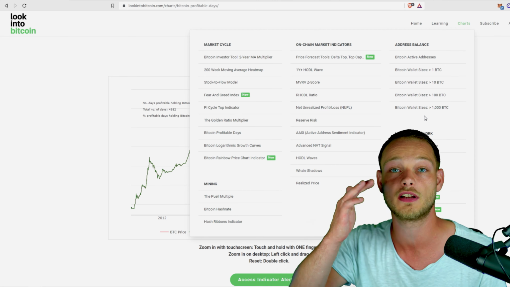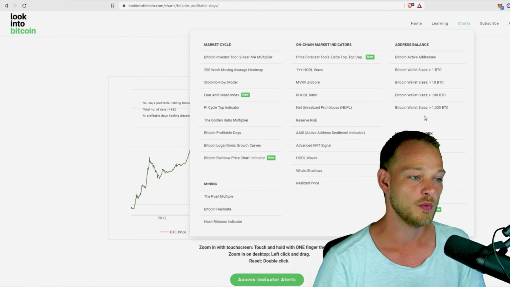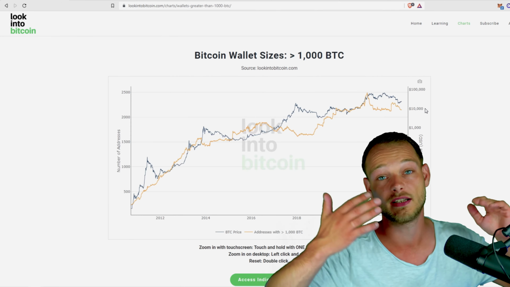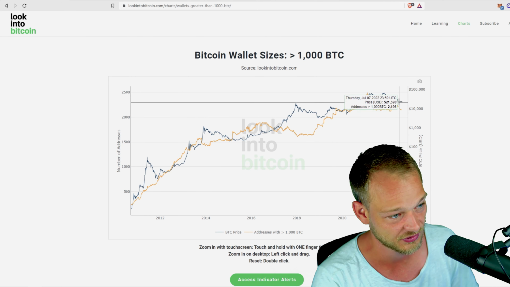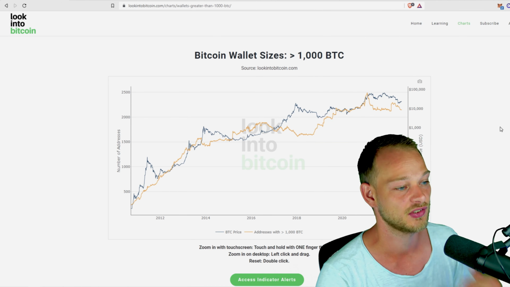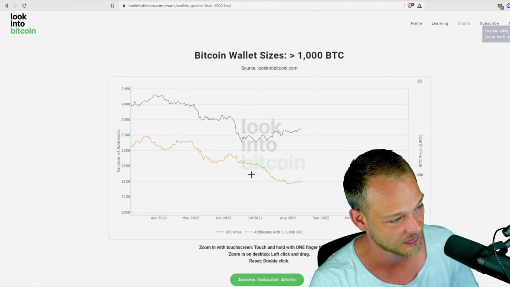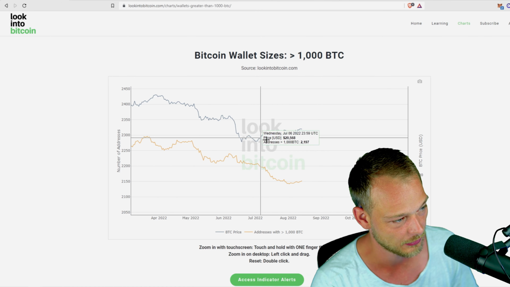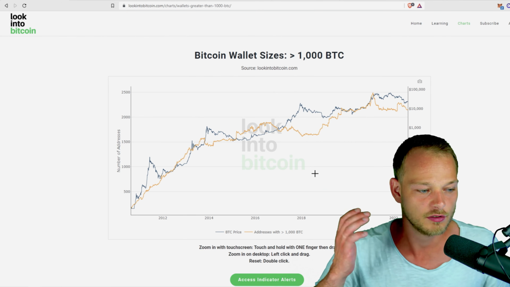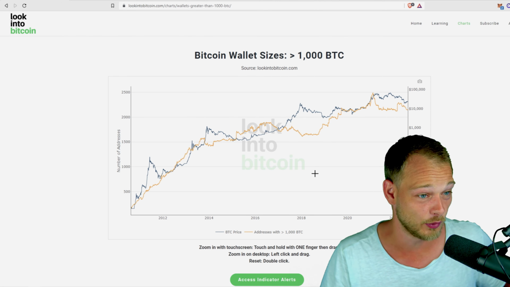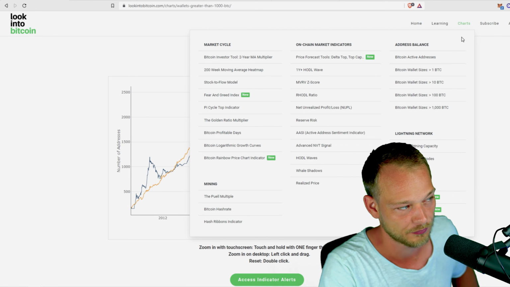You also can take a look at the Bitcoin whale wallet. So if you ever wonder what the whales are doing, well, for example, Bitcoin wallet sizes with more than 1,000 Bitcoin, you can see exactly what they do. The orange line are the addresses and the blue line is the Bitcoin price. So you see for the last couple of weeks, months, they have been selling, and now they are slowly at the bottom here. Some are finally accumulating a little again. So just look into it. Look into lookintobitcoin.com. You can get a lot of useful information from this.